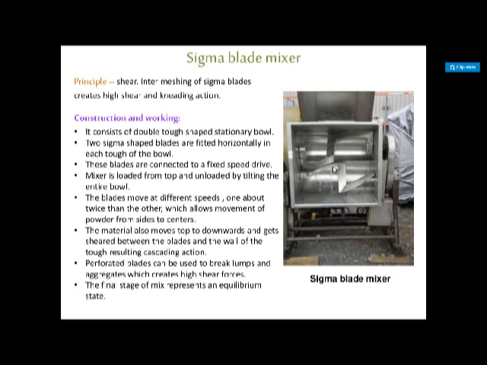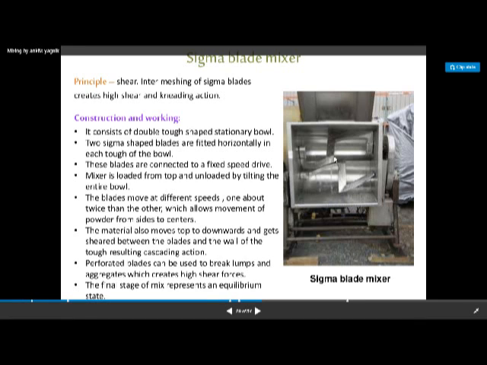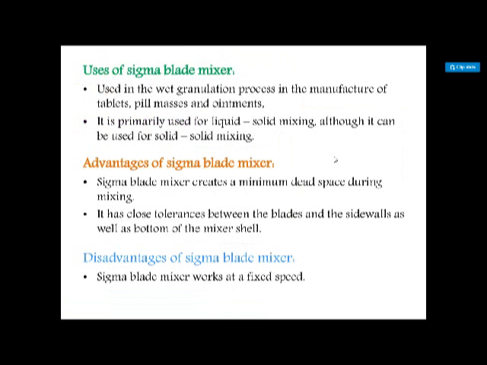Perforated blades can also be used to aggregate and to impart high shear. The final stage of the mix represents an equilibrium stage. It is suitable for mixing materials having viscosity in the range of 1 lakh to 5 lakh centipoise. The Sigma blade mixer may be closed to prevent the loss of volatile oil.